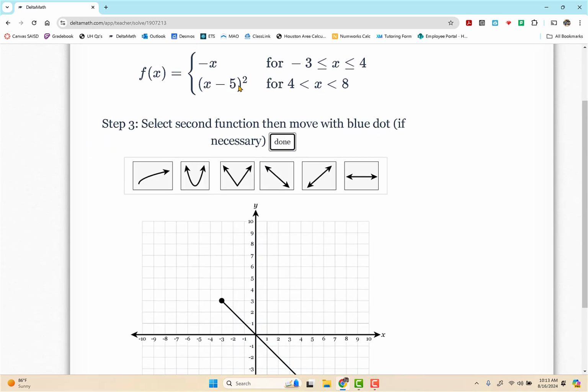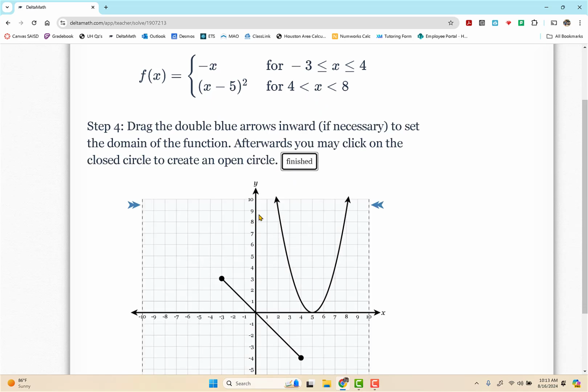Now this one right here, x minus 5 with a square on it, that's a what? It starts with letter P. It's a parabola, so you're going to click on the parabola. The x minus 5 moves the parabola 5 to the right. So I'm going to go to 5, 0, and I'm going to put it right there. And only between 4 and 8. So I'm going to push done, and I'm going to go all the way to 4.